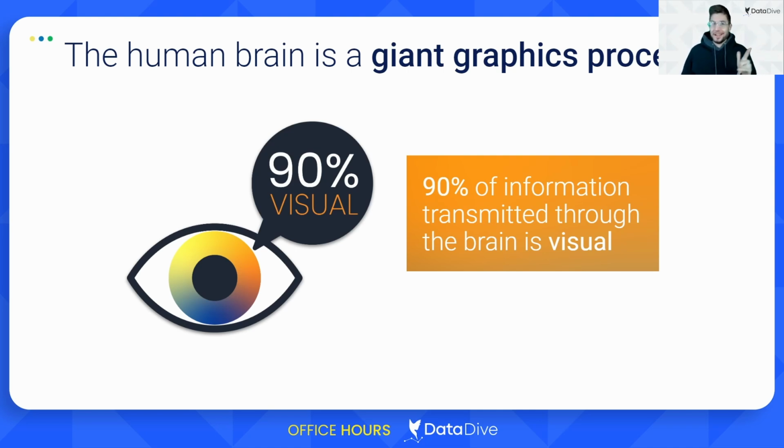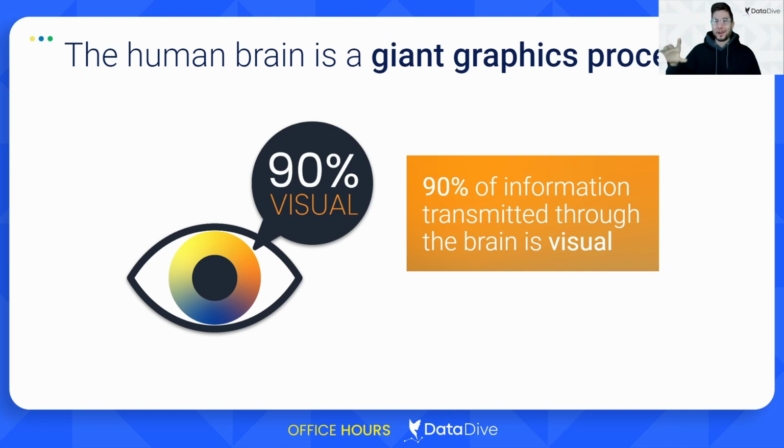Number one, the human brain is a giant graphics processor. That's literally the whole point of why your brain exists. 90% of all of the information that's transmitted through your brain is visual. So while you're sitting here right now, you feel yourself sitting in the chair. Maybe you feel it's really cold in New York. I can feel that getting into my body. There's sounds. I can hear the leaves rustling in the background, keeping my body supported, keeping my heart beating.